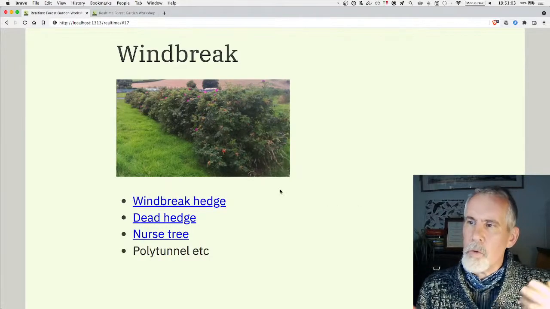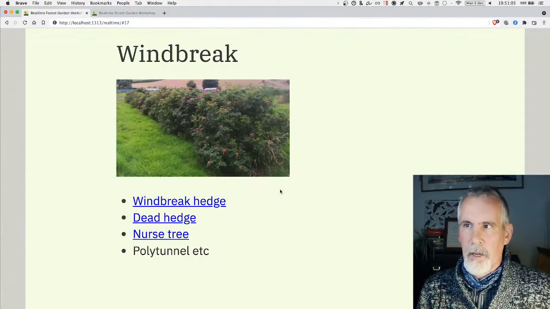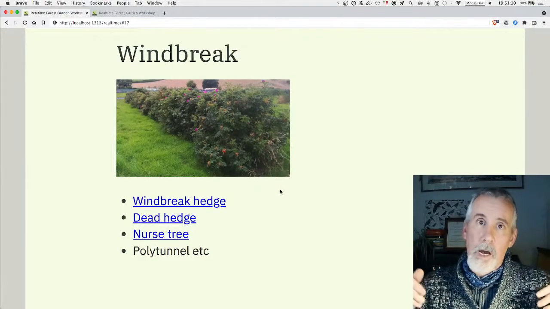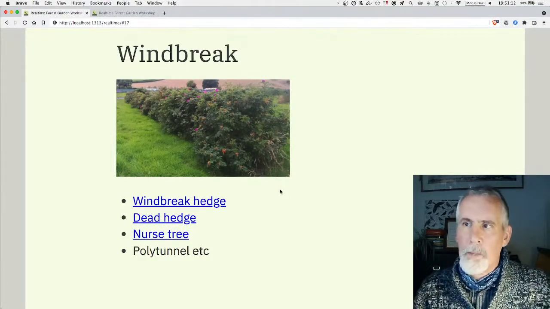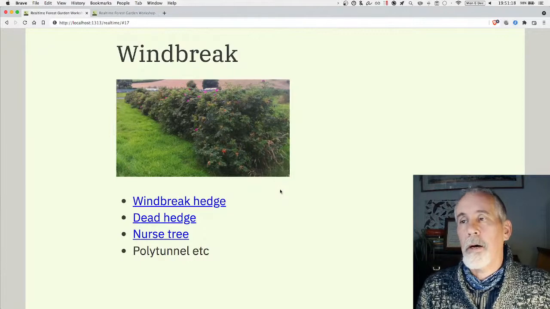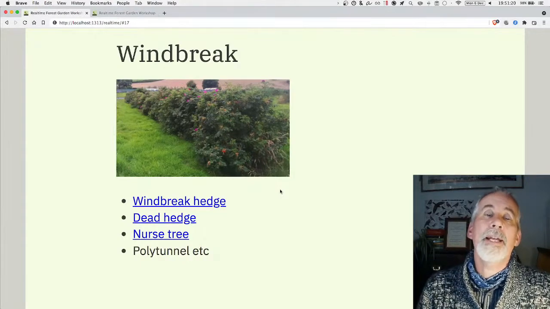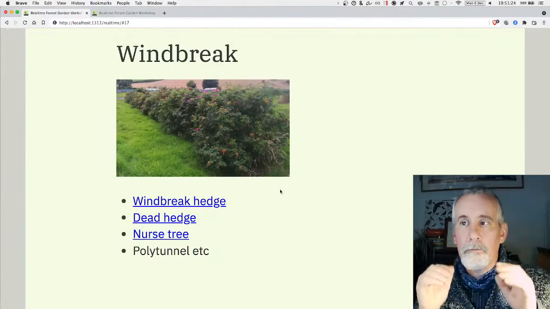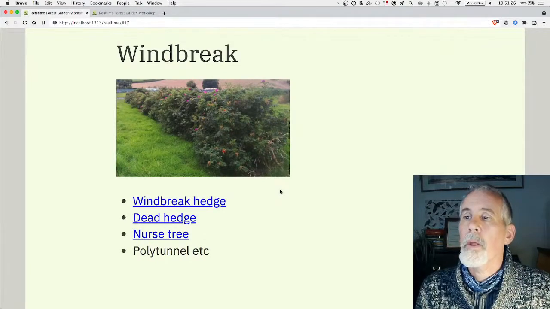But you want to plant windbreak hedges, a living hedge, and you want to plant it for the final size. There's a lot of people say, oh, plant a hornbeam hedge, but that just means if you want a 2 meter high hornbeam hedge or 3 meter high hornbeam hedge, it's a tree, it wants to be a tree, it will keep on growing to be a tree. So plant for the final size of the windbreak that you want.